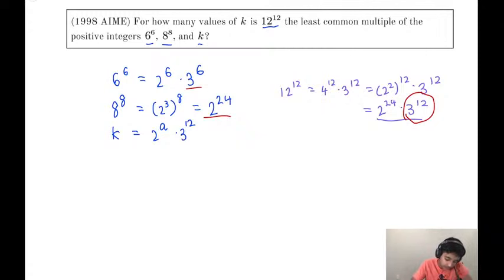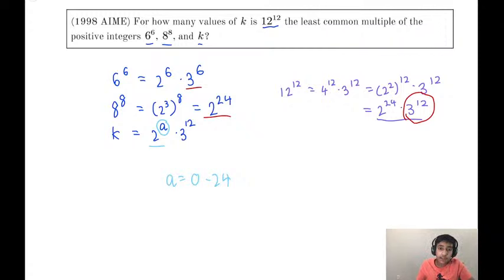Now what about the exponent of 2? Well, a can really be anything from 0 to 24. The reason they can be anything from 0 to 24 is that it doesn't really matter what a is, as long as it's not more than 24. Because if it's more than 24, maybe like 25, for example, then the LCM has become 2 to the 25, rather than just 2 to the 24. So it can be anything from 0 to 24.